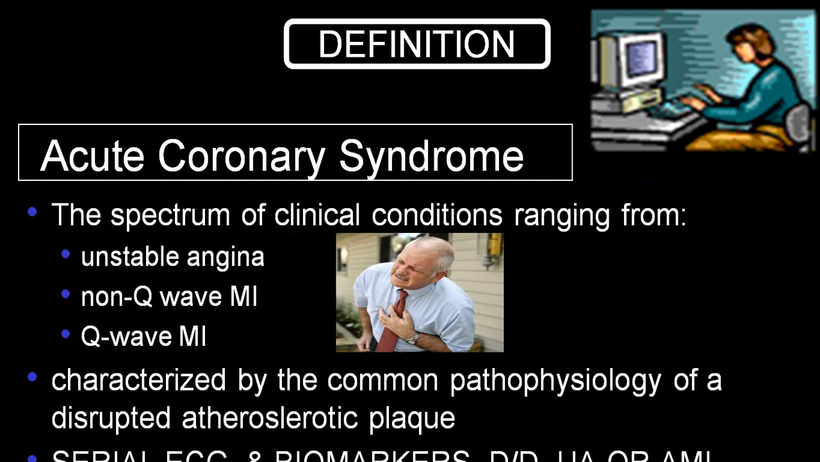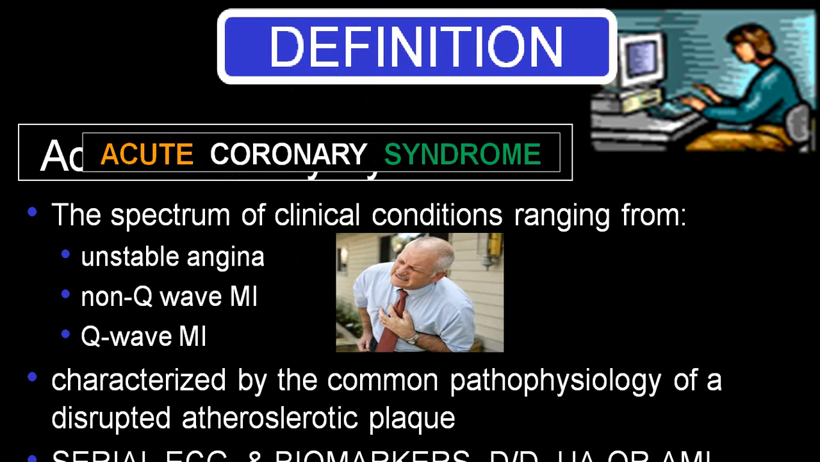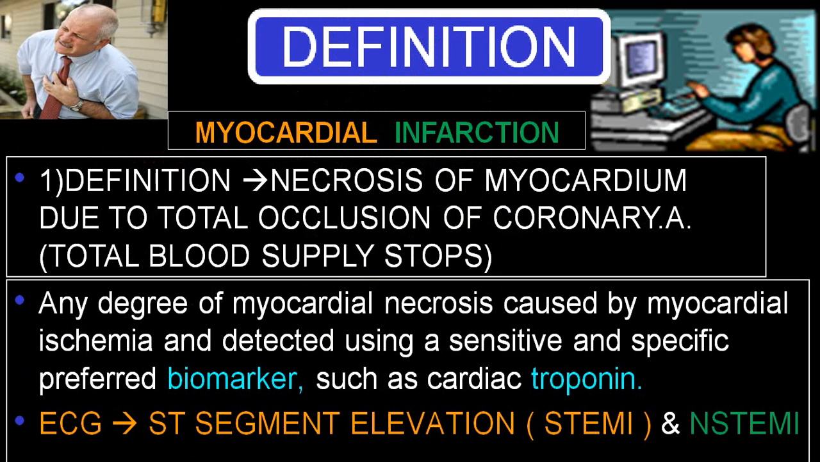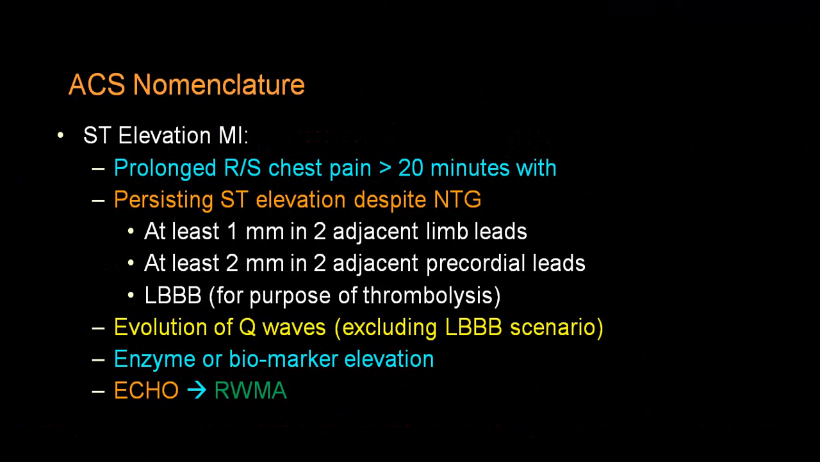Then there is acute coronary syndrome, which is a spectrum of clinical conditions where mainly three are included: unstable angina, non-Q wave MI, or we call non-STEMI, and STEMI, which are diagnosed by ECG and biomarkers, and you differentiate them into three different groups. And now we have an addition of what we call MINOCA. So do remember, this is acute MI, myocardial infarction, where there is necrosis of myocardium due to total occlusion of a coronary artery. ST elevation, STEMI, we'll be discussing all this in detail in a further lecture.